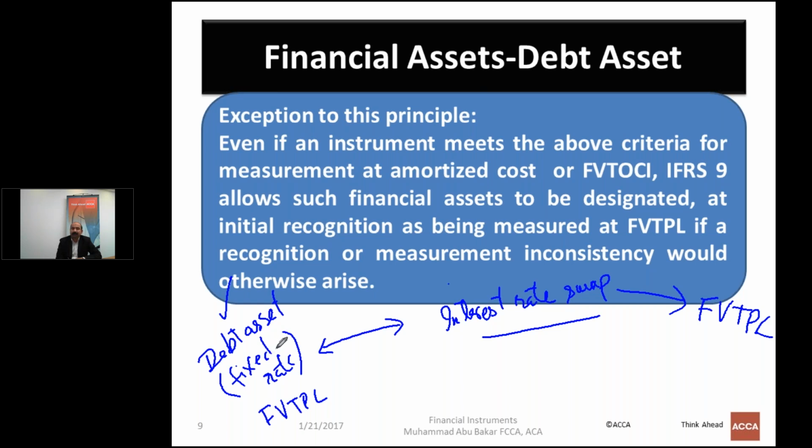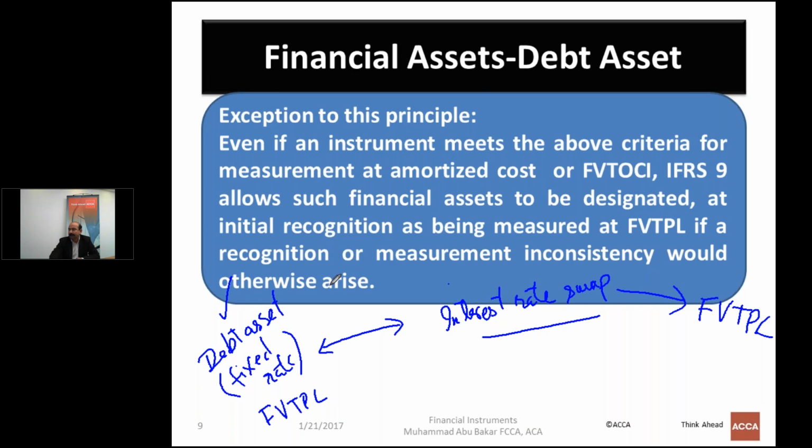Similarly, for those debt assets where the criteria necessary to subsequently measure them at fair value through other comprehensive income are met, and a similar type of accounting mismatch will be created, the standard allows you to subsequently measure such debt assets at fair value through profit and loss instead of fair value through other comprehensive income. So this was the exception.